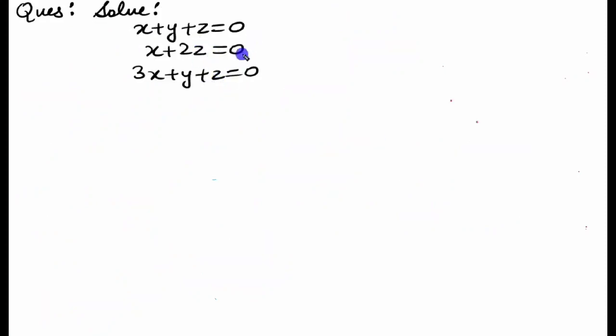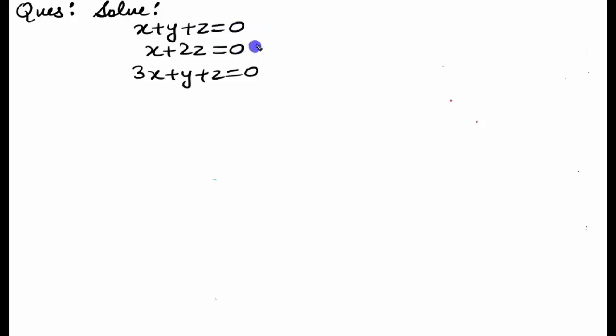Now let's move to another question. We are having again a system of linear equations and we have to solve this. We have to find out the values of x, y and z. Now in this case, all these constant terms are zero. This means this type of system of linear equations is a homogeneous system of equations.